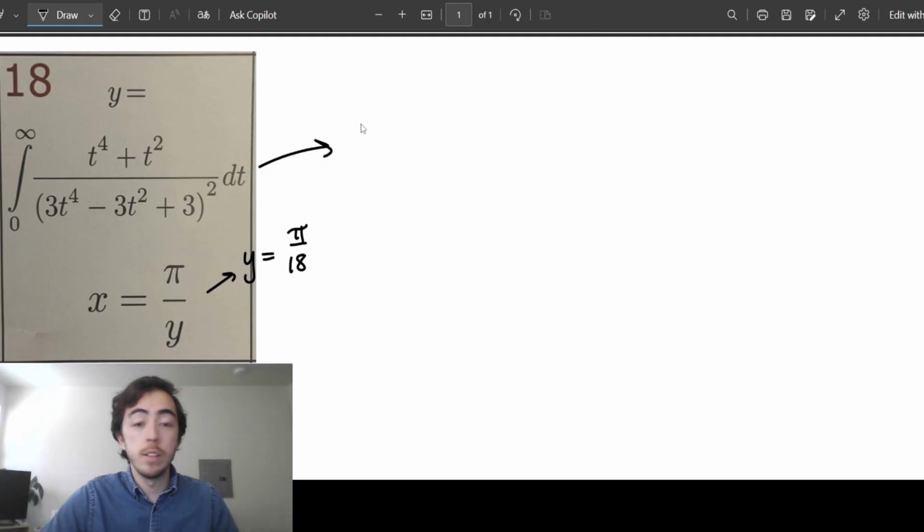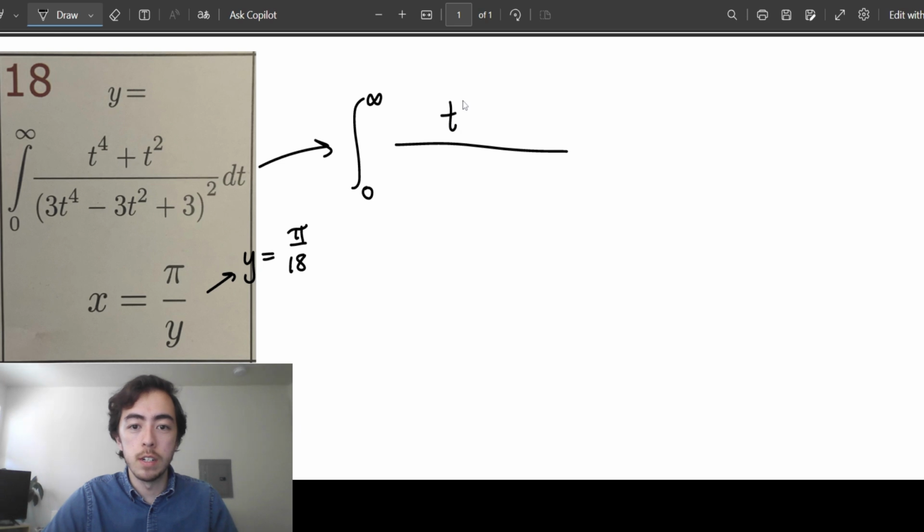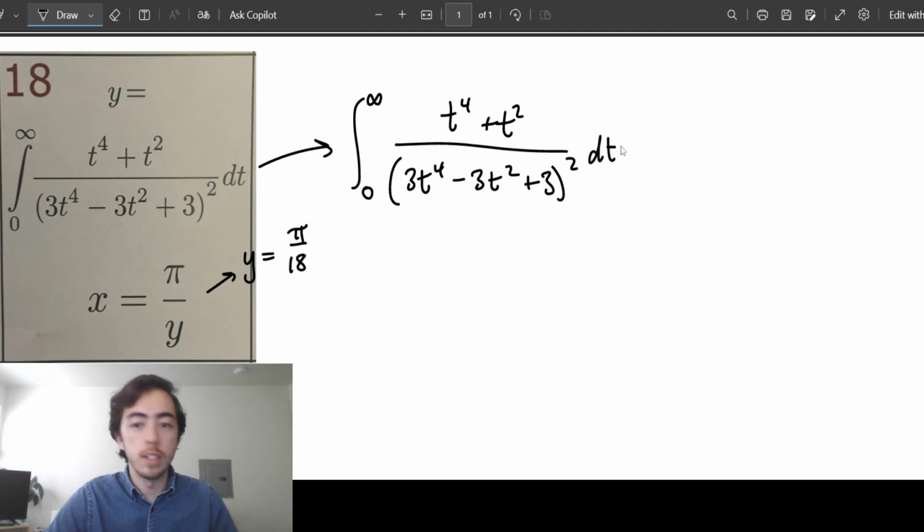All right, now let's try to figure out the value of this integral. Again, should be pi over 18. We have technically an improper integral because we have an infinity at our upper bound. Our integral goes from 0 to infinity, and then we have this fraction here, t to the power of 4 plus t squared over 3t to the fourth minus 3t squared plus 3, all squared on the bottom, dt.